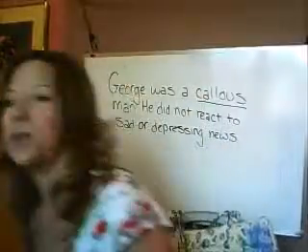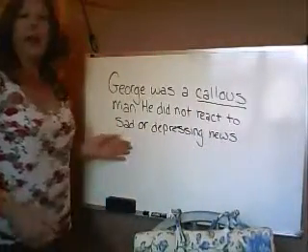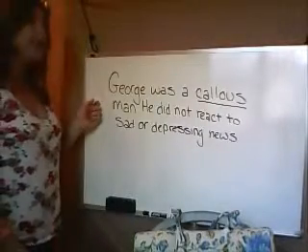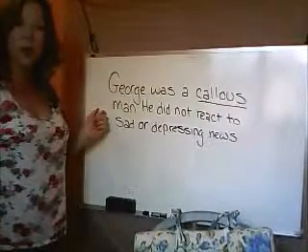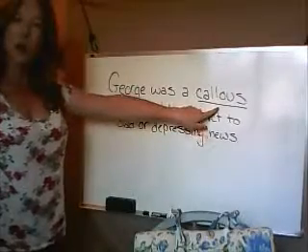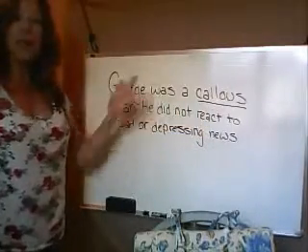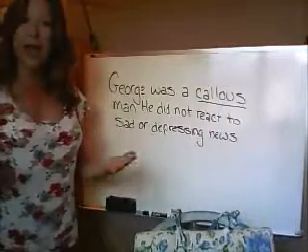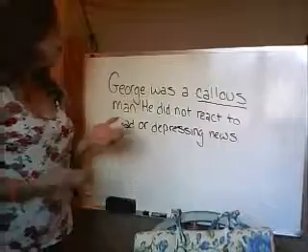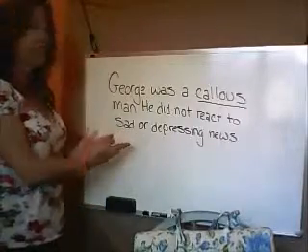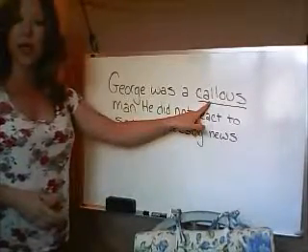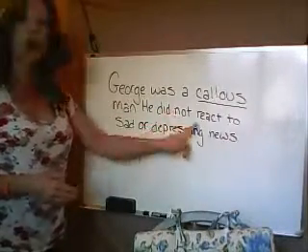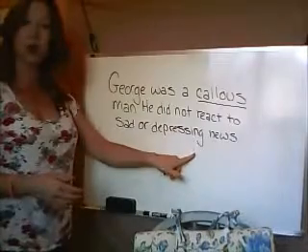For example, in this passage, George was a callous man. He did not react to sad or depressing news. You may not know what the word callous means, but instead of stopping to look it up and otherwise forgetting everything else you've just read, we can actually use the rest of the passage to figure out the meaning of callous. We know from the passage that George did not react to sad or depressing news.